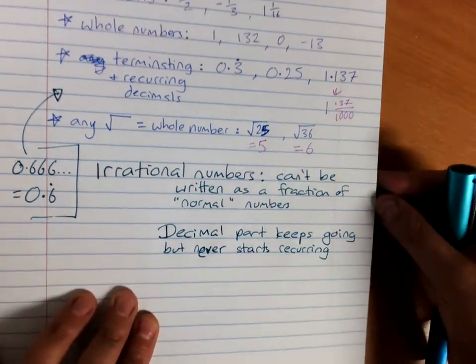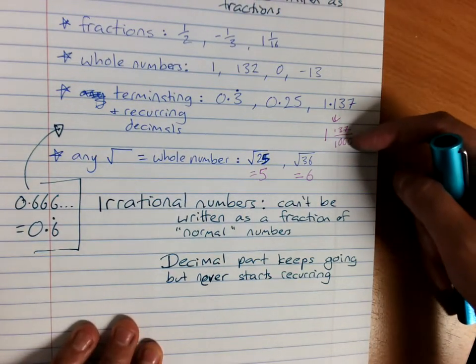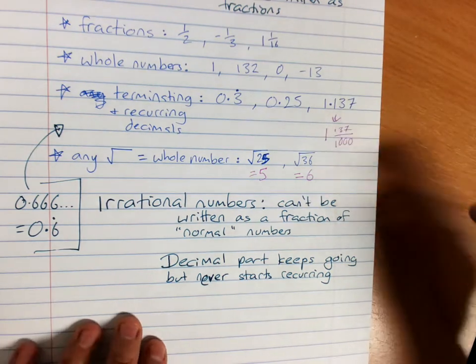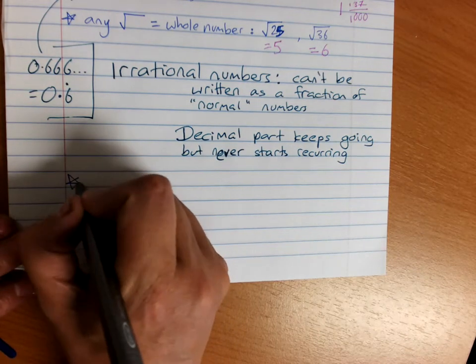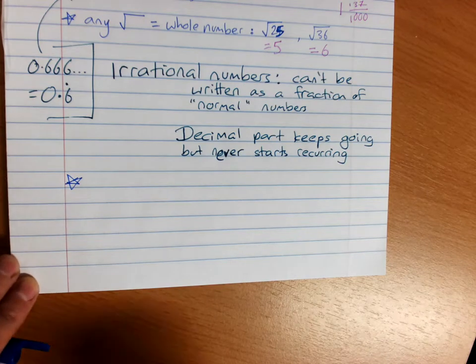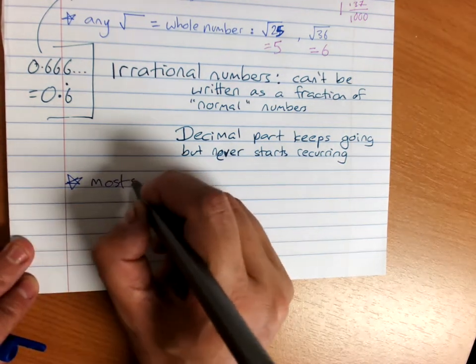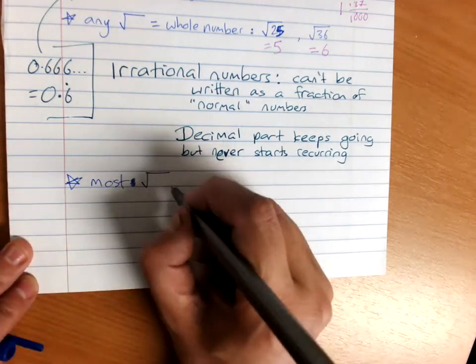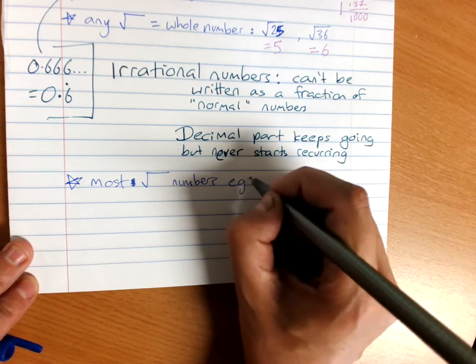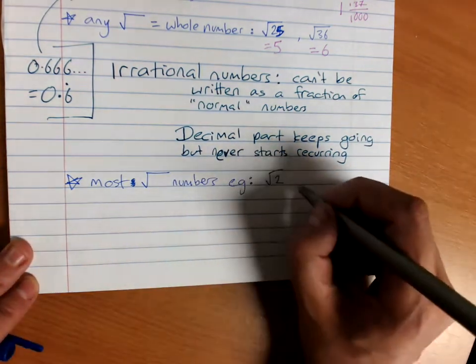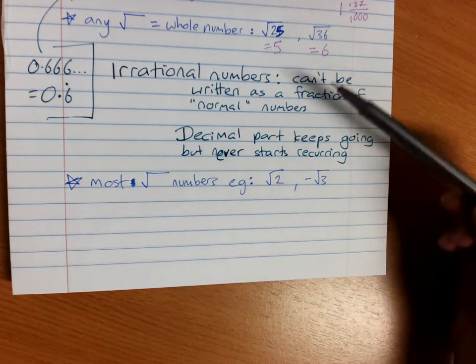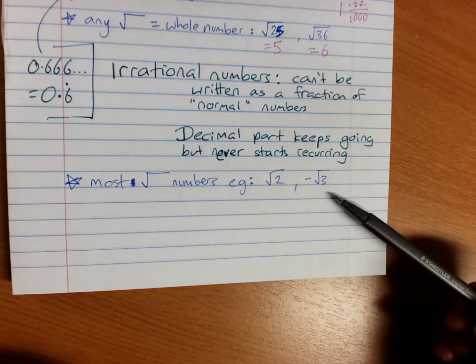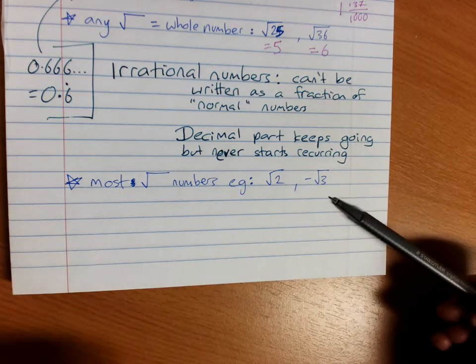But none of these things that we wrote down before, all of those are rational. They're not irrational because all of those can be written as a fraction. So my irrational numbers are things like most square roots. Most square root numbers, e.g., square root of 2, negative square root of 3. If you can see that it's going to work out as a whole number, like those ones, it's rational. If you can't see that it's going to work out as a whole number, chances are it's going to be irrational.